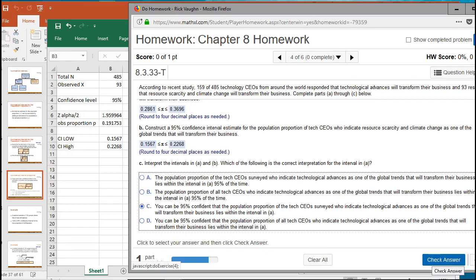And it's of all tech CEOs surveyed. It's one of the global trends. What's the difference between A, C, and D? Oh, C is the ones who surveyed. In D, we're looking at the ones that are all tech CEOs, not just the ones that are surveyed. So the answer here is D.